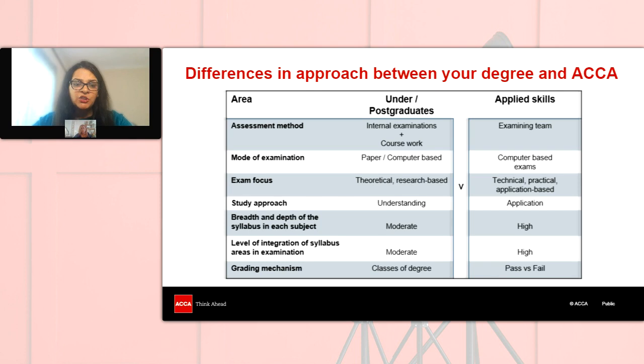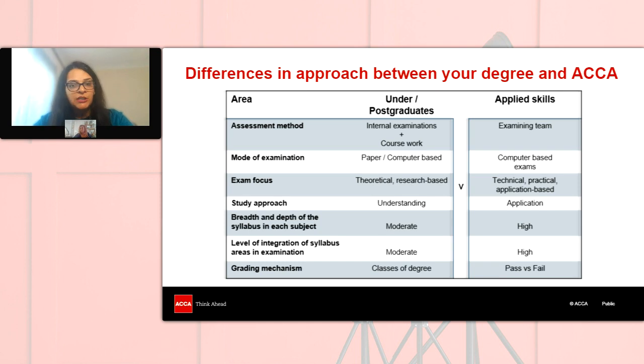This brings us to exam focus. In academic education or at universities, the focus is primarily on knowledge, research, and academic theory, which is, if I'm very honest, an amazing first step to the ACCA exams. However, the ACCA qualification is tailored to develop practical skills. So the exam focus is going to be on real world application, regulations, and compliance that are relevant to accounting practices all over the world.